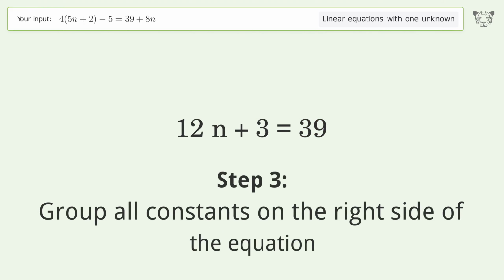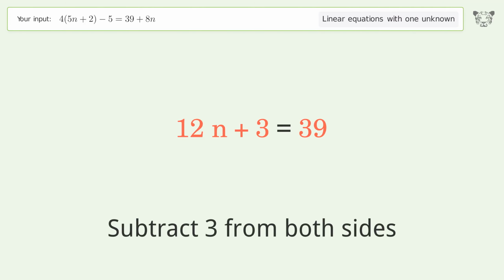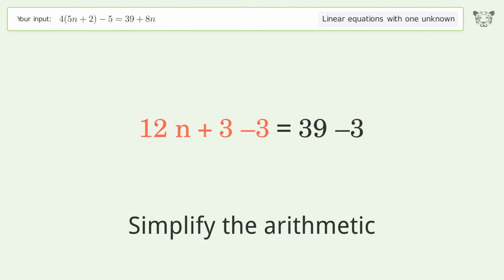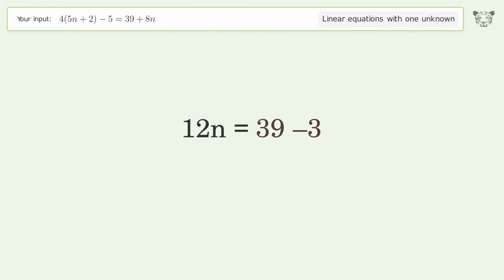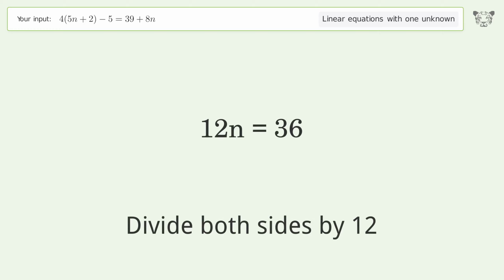Group all constants on the right side of the equation. Subtract 3 from both sides. Simplify the arithmetic. Isolate the n. Divide both sides by 12.